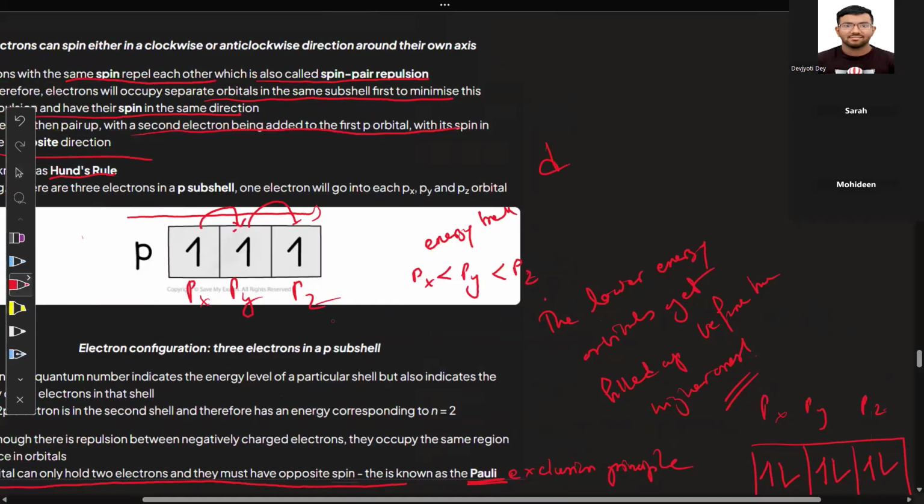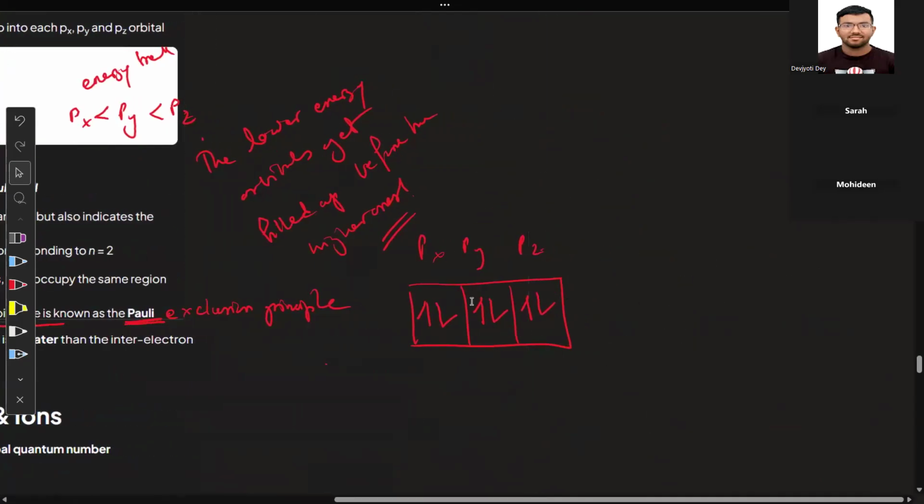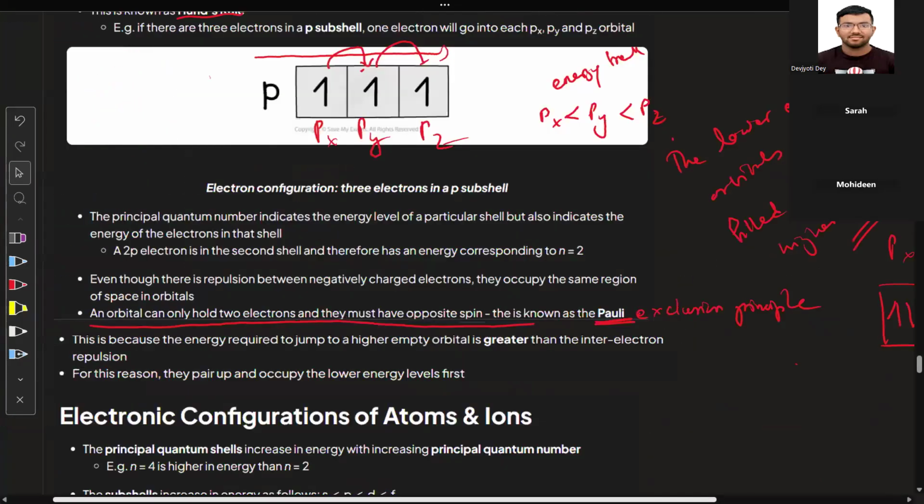It could be a d orbital as well. Did you understand? What didn't you understand? Sorry.